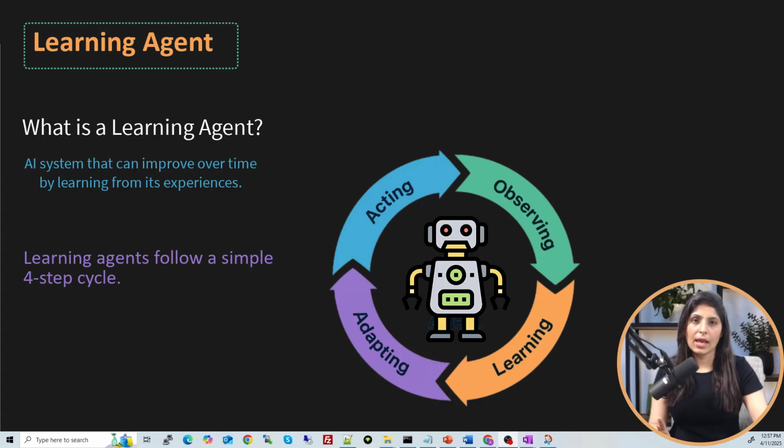So the first one is acting. So here the agent takes an action. Action means does something, right? So the agent takes an action based on what it knows, based on its environment. And the second step is observing. Over here, the agent observes the result of that action, means was that action successful or not, right?